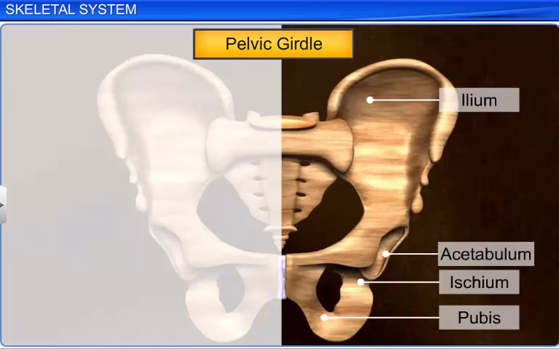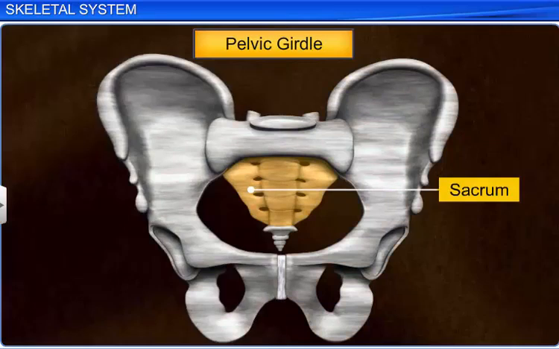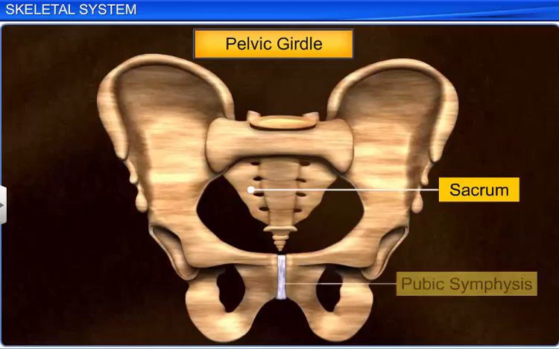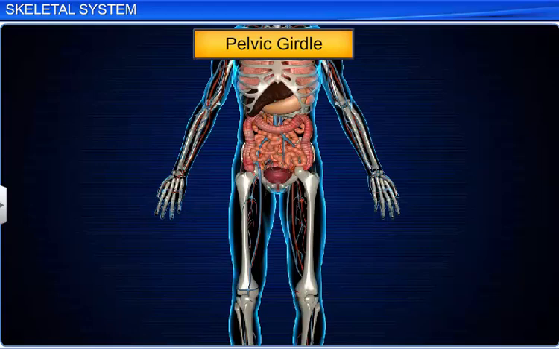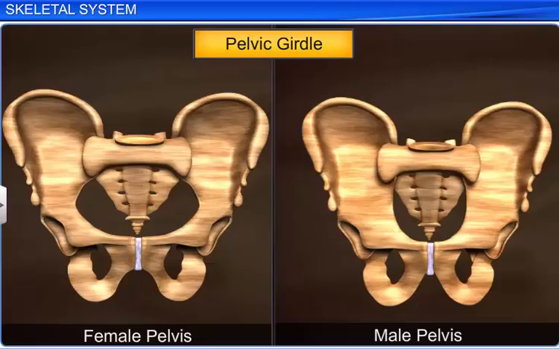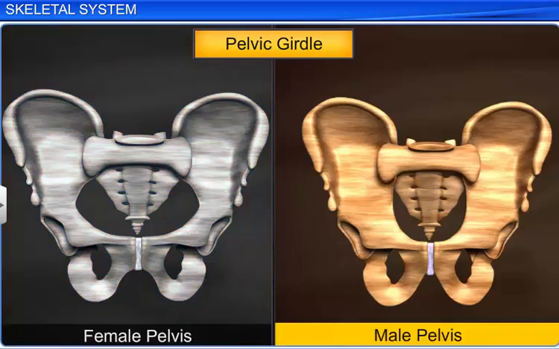bone. The 2 halves of the hip bones connect dorsally to the sacrum, while these bones meet ventrally with the help of fibrous cartilage to form the pubic symphysis. The pelvic girdle not only supports the limb bones, but also protects the abdominal organs like the reproductive organs and urinary tract. In fact, the female pelvis is wider than the male pelvis to facilitate childbirth.